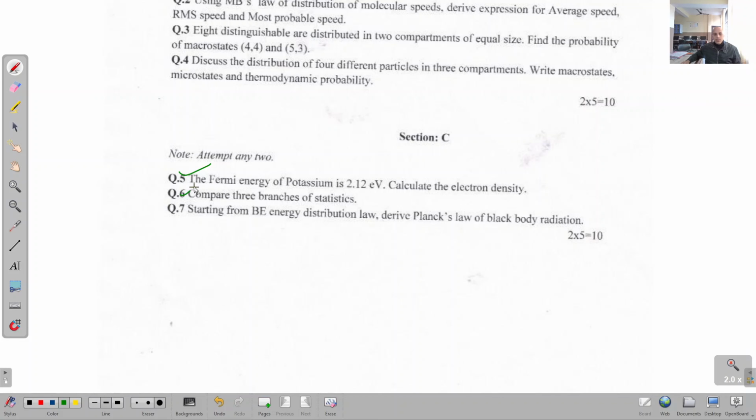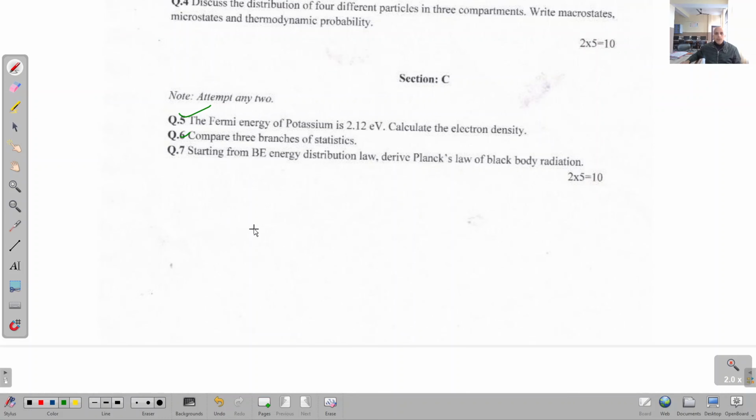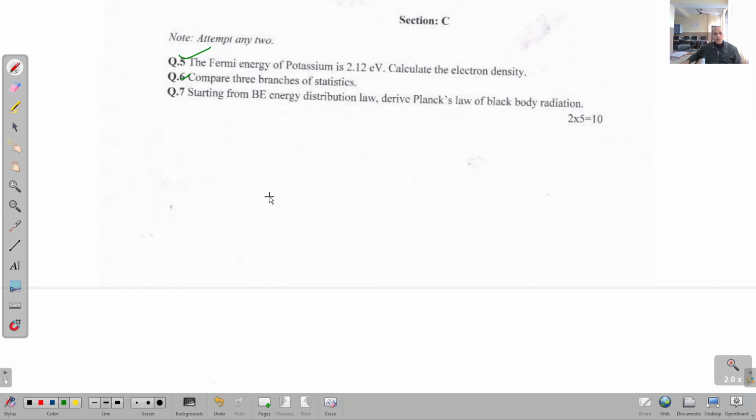The question was, the Fermi energy of potassium is 2.12 electron volt. Calculate the electron density. Clear? So it was a numerical problem based on the definition and expression of Fermi energy, right? So we know what the expression for Fermi energy was. First of all, we have to write down the expression for Fermi energy.